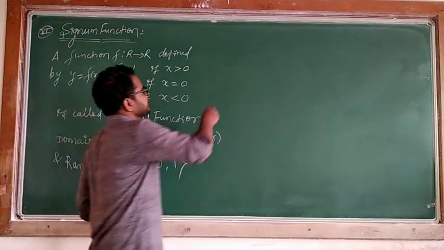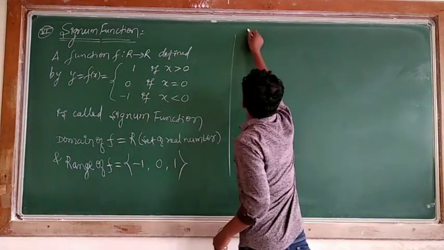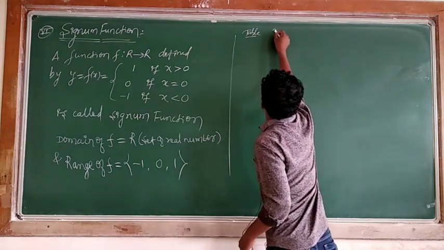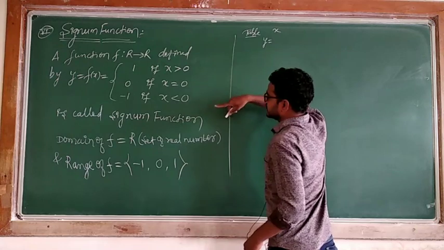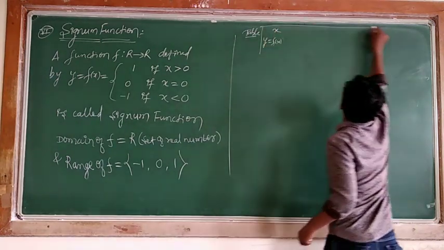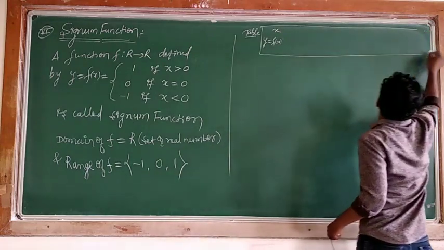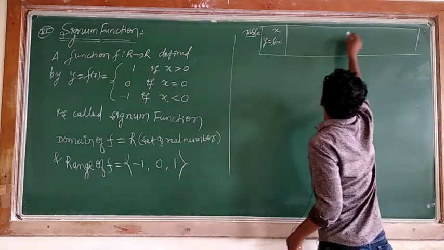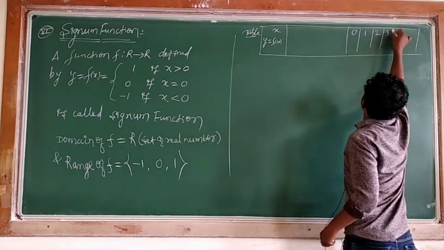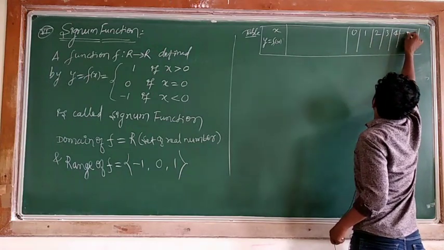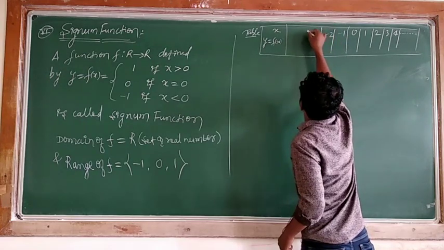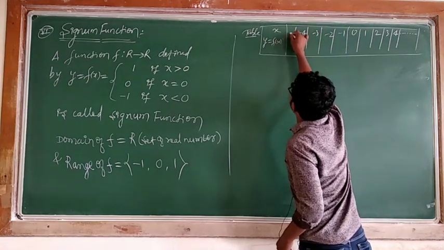Now see, the table. X, y is equal to this f of x function. Function is defined. Now the x values are 0, 1, 2, 3, 4 and so on. Minus 1, minus 2, minus 3, minus 4. If you want, you can take so many.